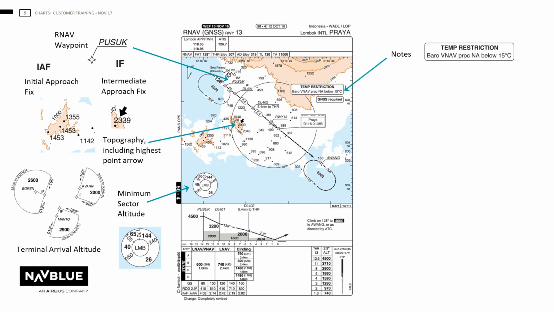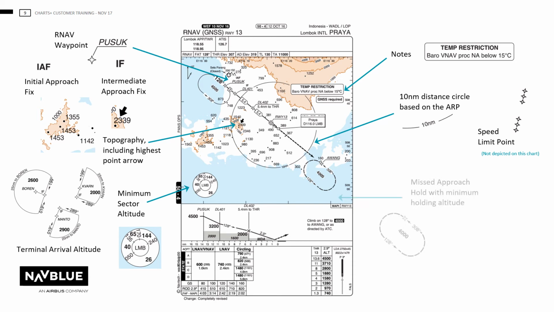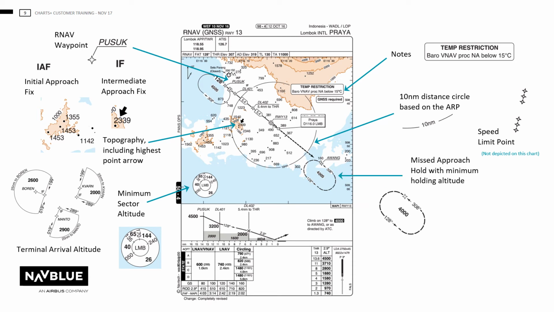Any notes to be published? The distance circle, normally centered on the ARP, radius will normally be 10 nautical miles. Depending on the scale, a radius of 20 nautical miles can be used. Speed limit points to be shown on RNAV charts only. The missed approach hold with a minimum holding altitude will be a solid dashed line.